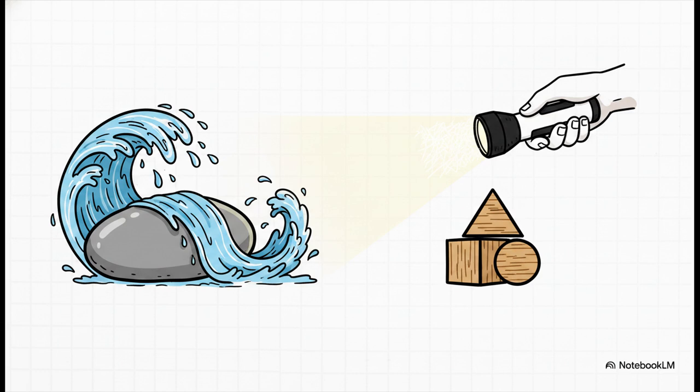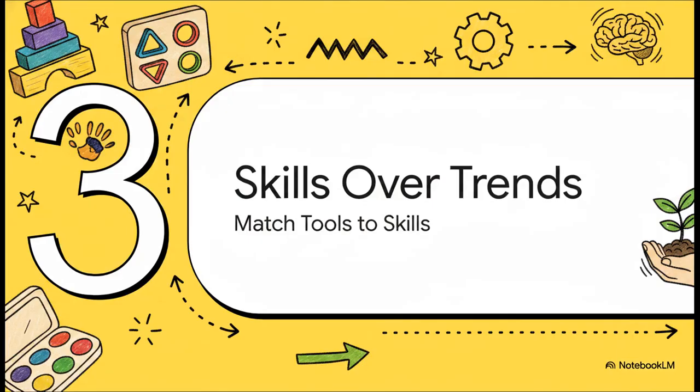of their capability. Second, attention is like a flashlight. On a screen, the device moves a flashlight for you. With a physical tool, the child has to aim the flashlight themselves. Generating that internal attention is a massive, absolutely crucial skill. So, how do we apply this? Let's jump into section 3, choosing skills over trends.